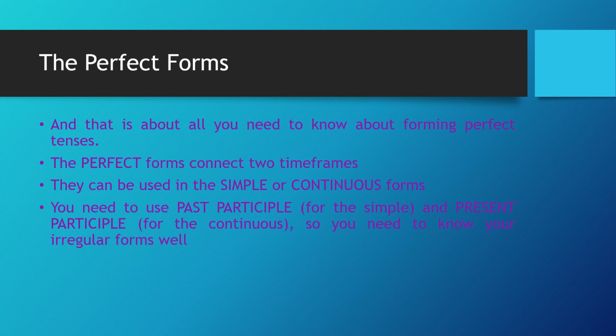The structures are not that difficult to understand once you see a pattern emerging. The perfect forms connect two time frames because sometimes you want to talk about two in the same expression. They can be used in simple or continuous forms, and you're either going to need the past participle for the simple form or the present participle for the continuous form. So you're going to need to know how to use your irregular participle forms. That's why you need to know them. That's why they need to be correct. Not that difficult. It just needs lots of practice.